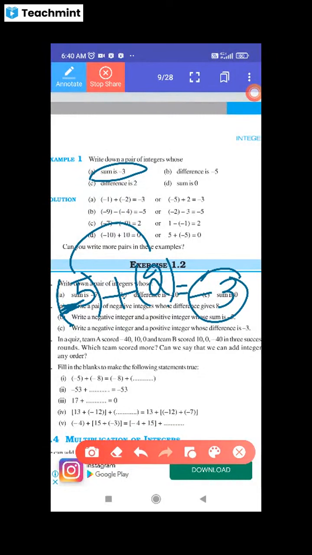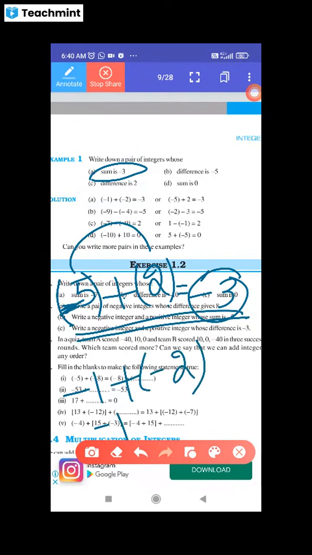So many methods you can use to find it. You know that minus 1 plus minus 2. Here you can observe minus 1 is there, plus minus 2. So both have the same sign. It means you can add 2 plus 1 is 3. Which sign do I have to put? Ma'am, minus. Yes. Understood?